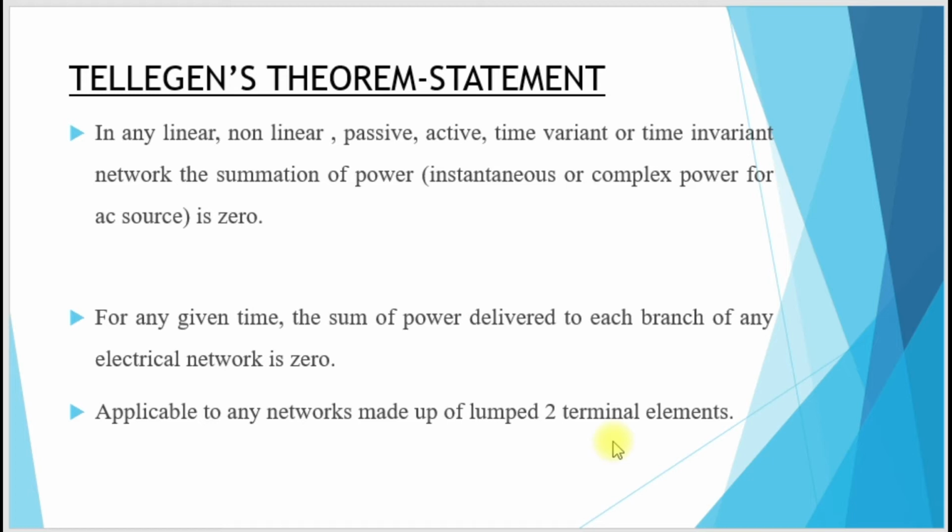Then, what is meant by a lumped element? The elements building a lumped system are thought of as being concentrated at singular points in space. That is, they can be represented with parameters like resistance or inductance with their total value at a singular point in space. For any given time, the sum of power delivered to each branch of any electrical network is 0.